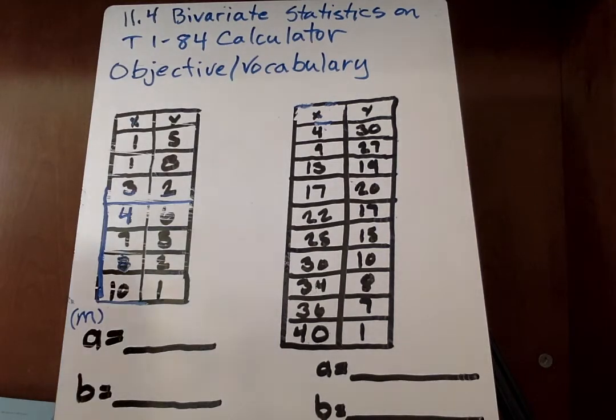Hello students, today we will be going over 11.4 bivariate statistics on the TI-84 calculator. Our objective: I can make statistical calculations.